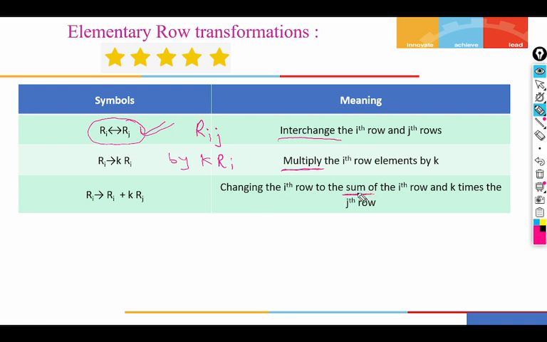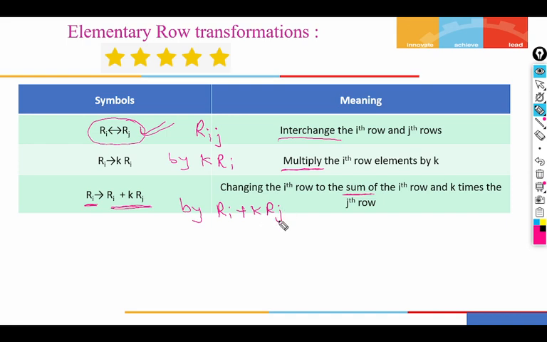Here we say replace the ith row by Ri plus kRj, or simply say Ri plus kRj. This indicates the change is in the ith row. So by Ri plus kRj, there is a change in the ith row. You can multiply all the elements of the jth row by k and add it to the ith row. So those are the three elementary row transformations. These elementary row transformations are very useful for us for getting the rank of a matrix.